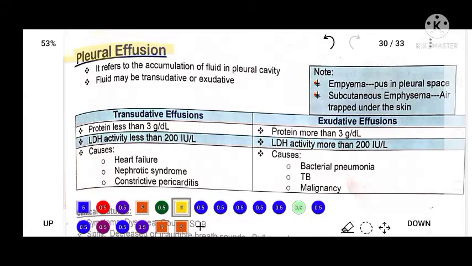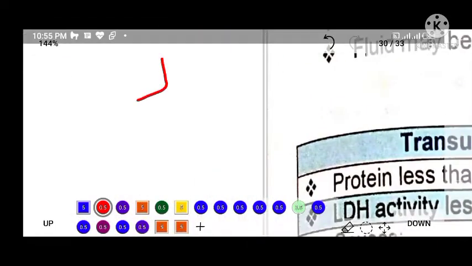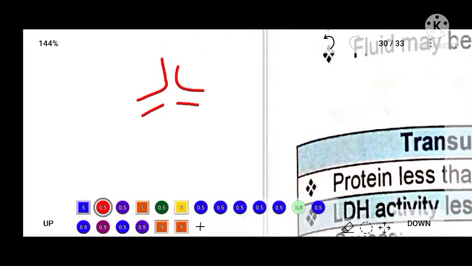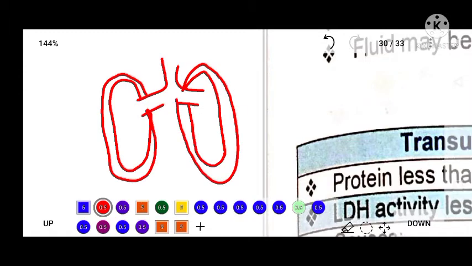Pleural effusion is accumulation of fluid in pleural cavity. Now look at the normal anatomy of lungs. These are the lungs and these are covered by pleura. So there are two types of the pleura. One is parietal pleura and another is visceral pleura. And the space between two pleura is pleural cavity.